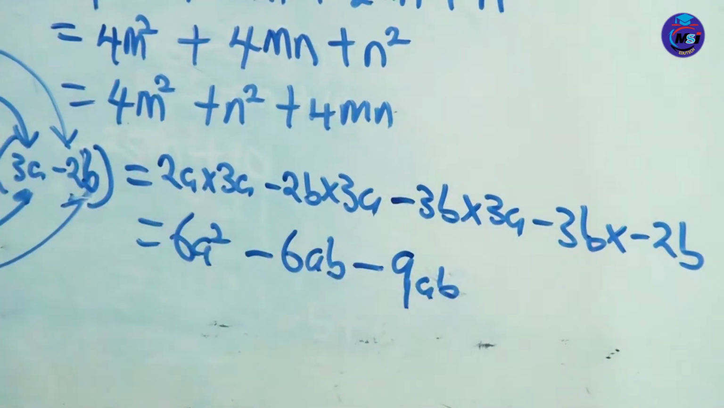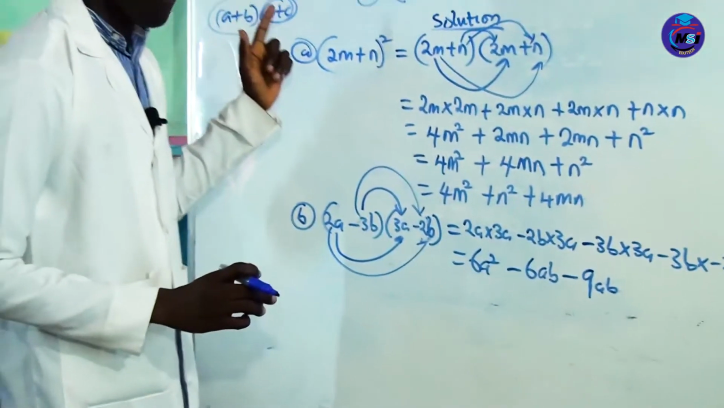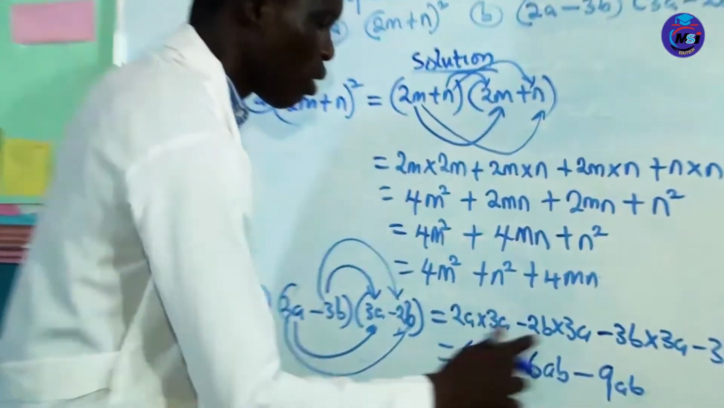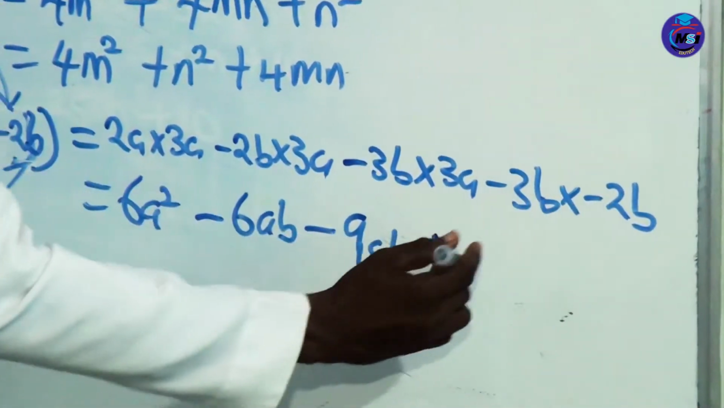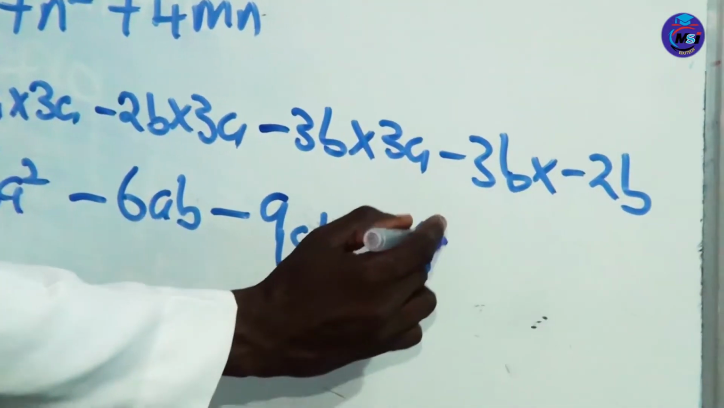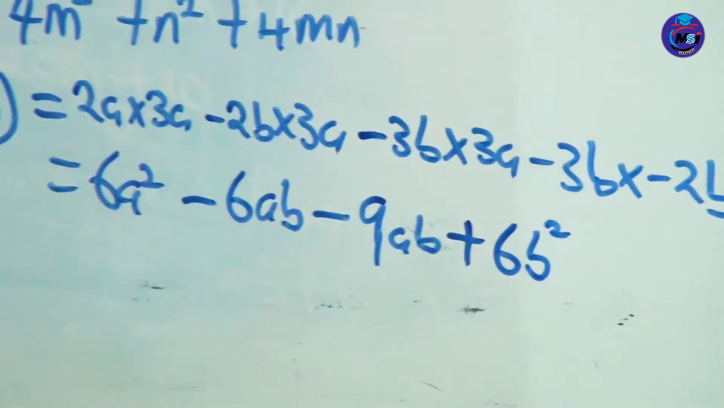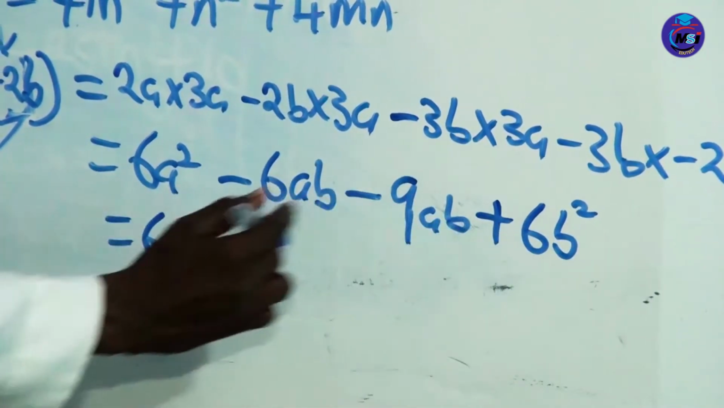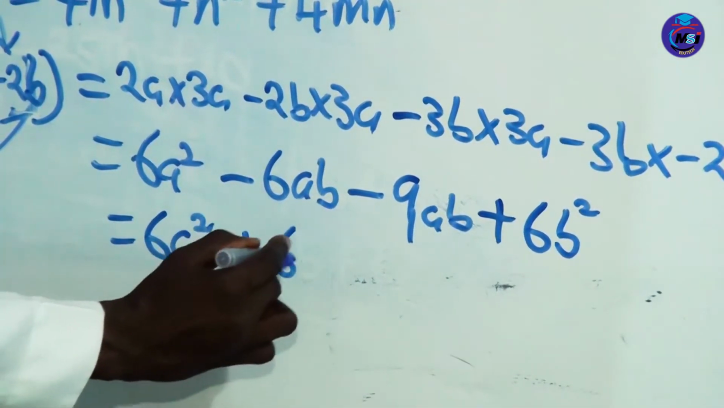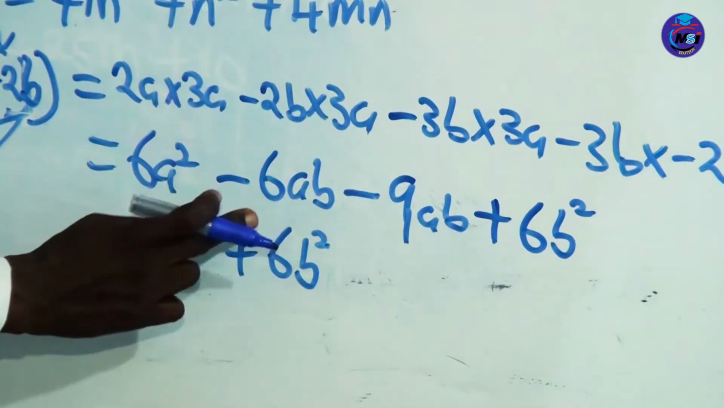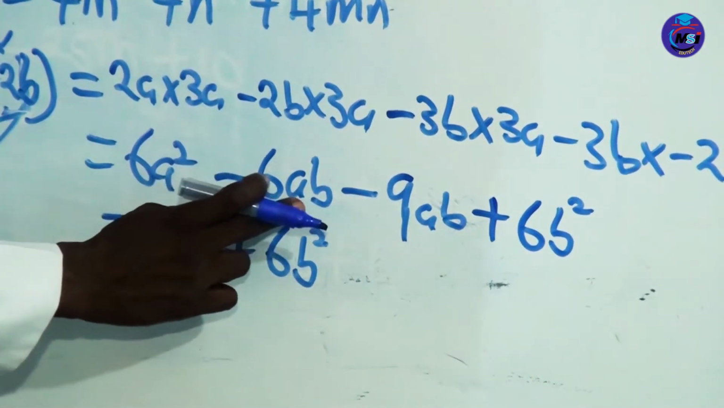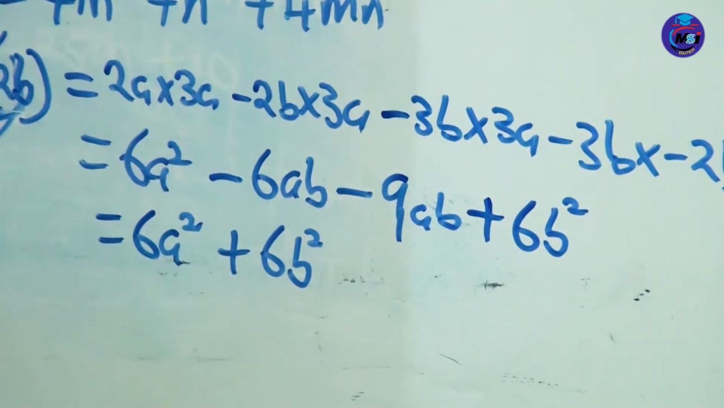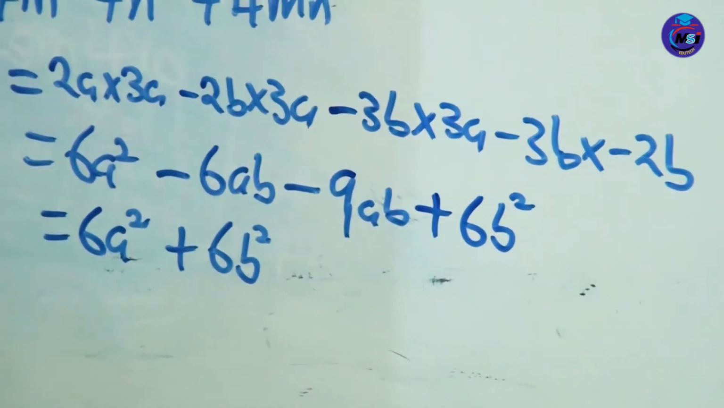And minus, be careful here. If you follow the sign rule, minus times minus will give us plus. 3 times 2 will give us 6. b times b will give us b squared. Okay, so this one will now give us 6a squared plus 6b squared. Remember, we have minus 6ab here. We have 9ab. They are from the same family, and mathematically we call them like terms.